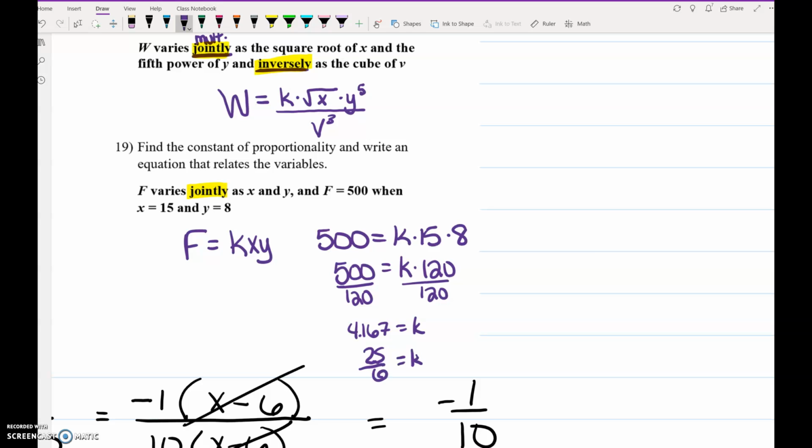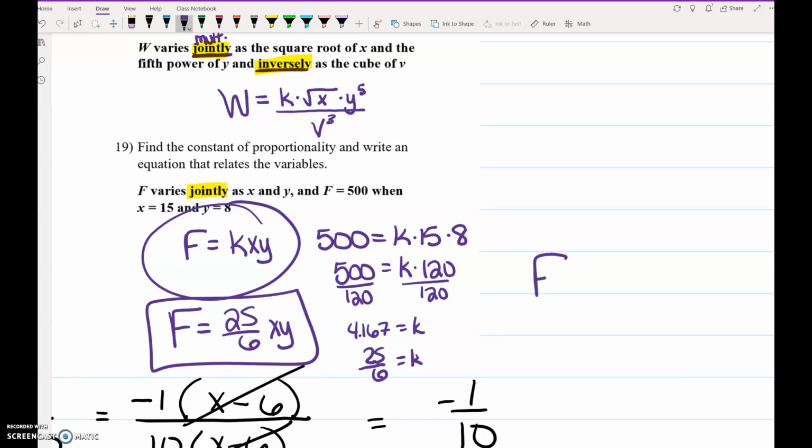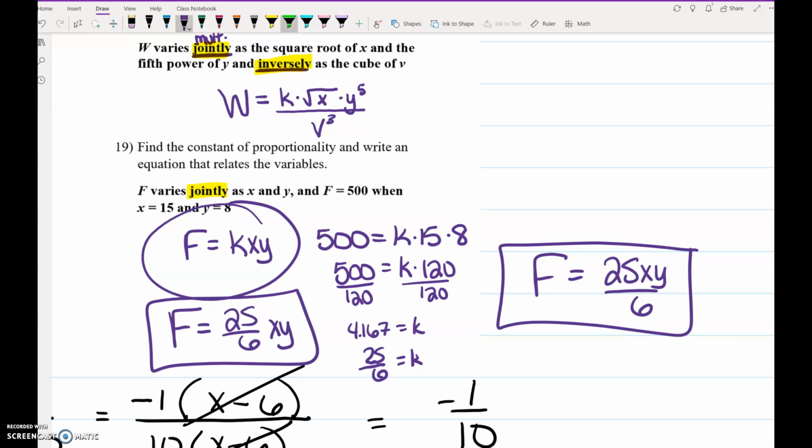If you don't know how to turn it back into a fraction, you can either come up and ask me and use your hint, or look at your answer choices and see where the fraction is, plug that into your calculator, see if it's 4.167. Ultimately, you need to go back here and write out the formula f equals 25/6 times xy. Or it could be written like this, 25xy over 6. Both of those are correct ways to write that equation.